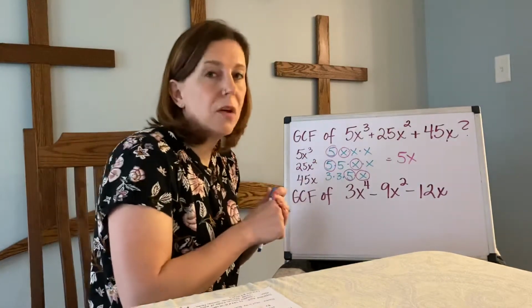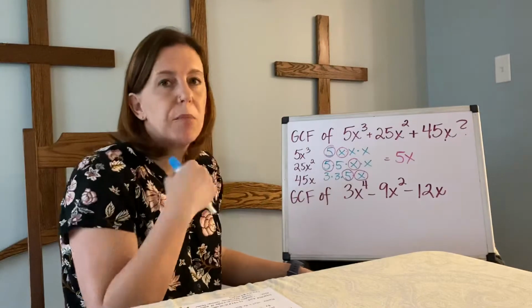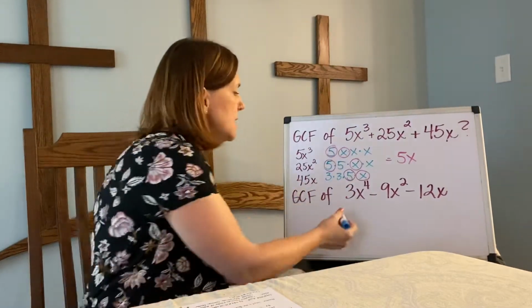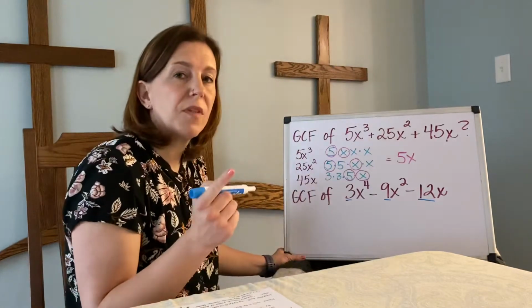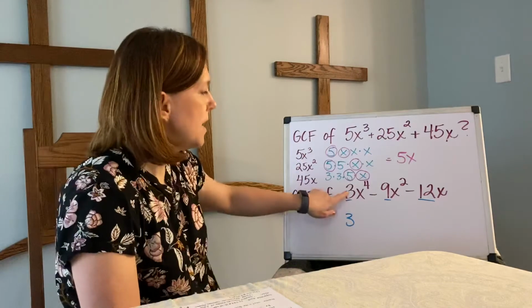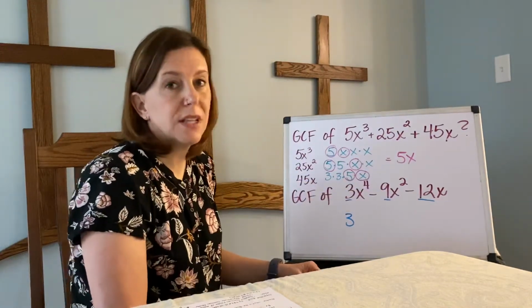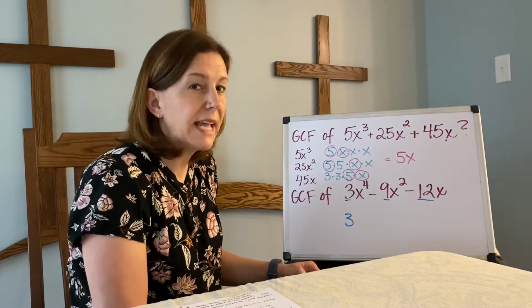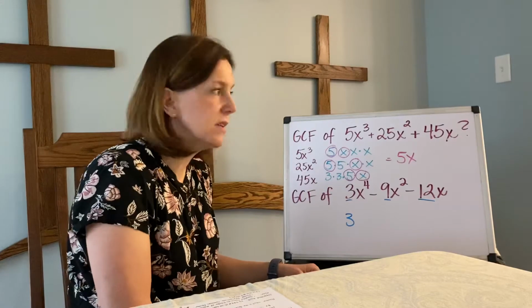Okay, I'm not going to break down each of these pieces. I'm going to just talk you through how I'm pulling it out in my head. So if I look at my numbers, 3, 9, and 12, the greatest number that goes into all three of those is a 3. 3 can go into that, that, and that. Another hint for when you're dealing with the greatest common factor of a number, it is never going to be greater than the smallest number.